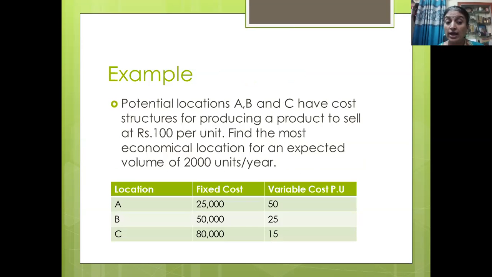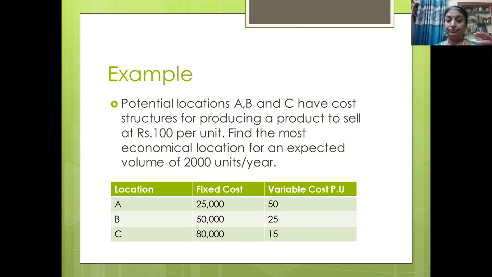Here, let us go with the example. Potential locations A, B, C are given. They have cost structures for producing a product to sell at rupees 100. That is, the sales price per unit is 100. Find the most economical location for an expected volume of 2000 units. This is the expected volume, 2000.